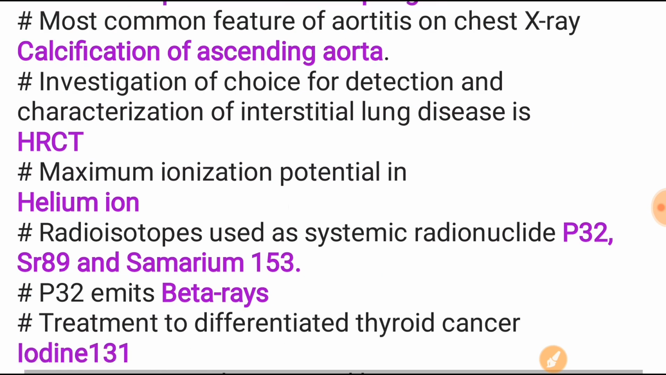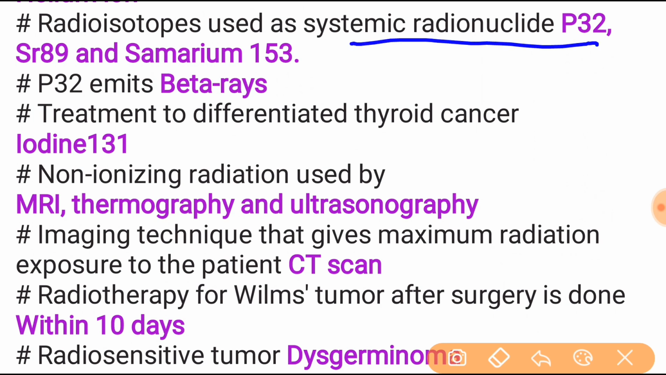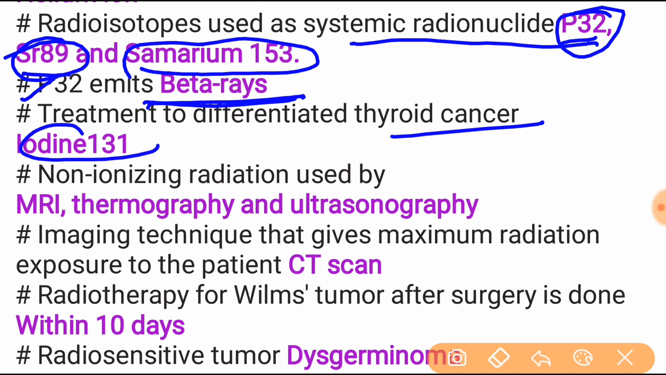Here the radioisotopes used as systemic radionuclides are P32, Sr89 and samarium 153: strontium 89, P32. P32 emits beta rays. Treatment for differentiated thyroid cancer will be iodine 131.